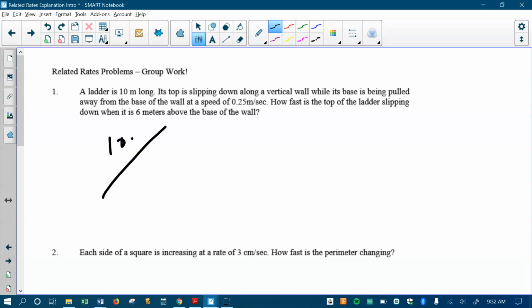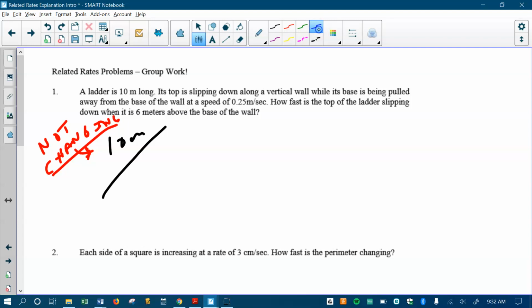Okay, so this is a ladder. It's 10 meters long. One thing I'm going to note, that ladder is not changing. It is a static variable. So when I talk about 10, I'm never going to put a variable with 10, because that value, 10 meters for the ladder, is never changing.